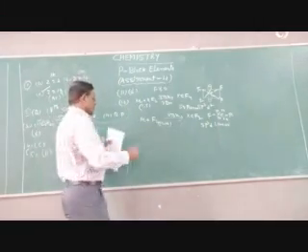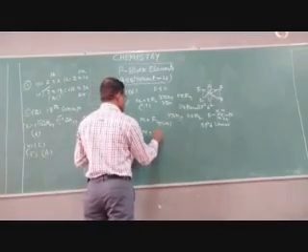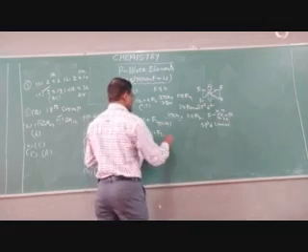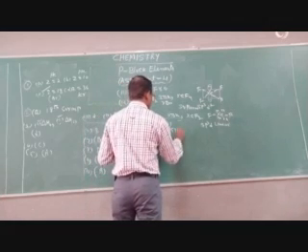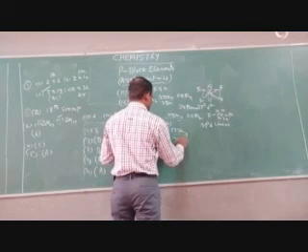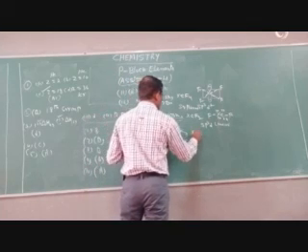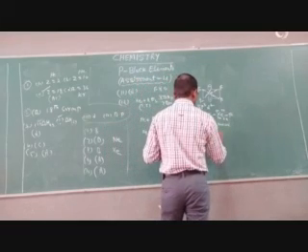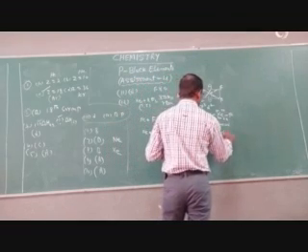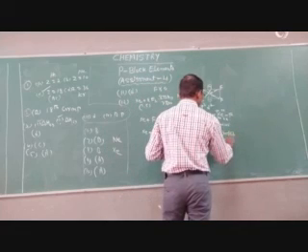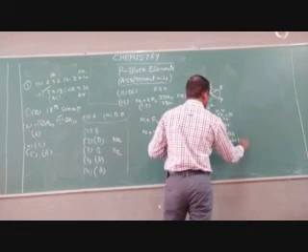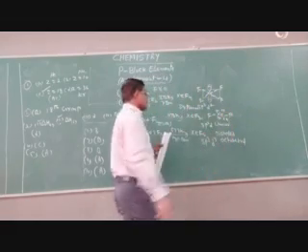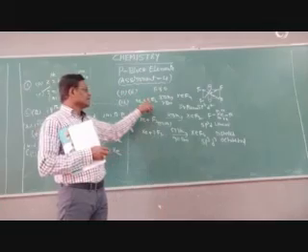Next, children, one more is given: Xe plus fluorine. You can take it as 3 moles, at a temperature of 573 Kelvin and 70 bars pressure. What is the possible product? XeF6. What is the shape here? Distorted octahedral. What is the hybridization? sp3d3.